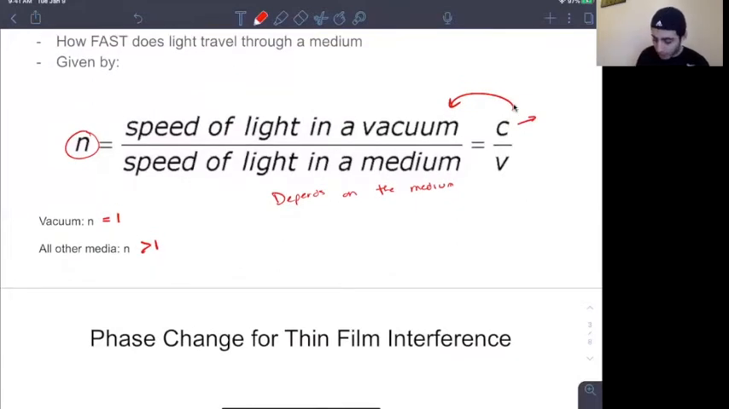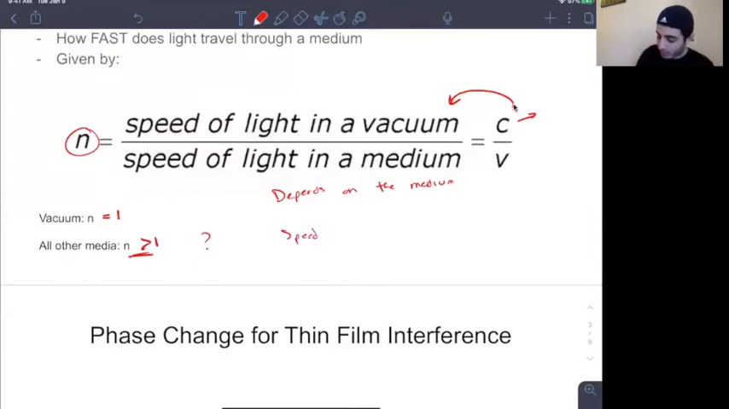And why is this greater than 1? Because the speed of light in a vacuum is always greater than the speed of light in any other medium. So because the speed in the medium is smaller than the speed of light in a vacuum, we're going to have a larger index of refraction.